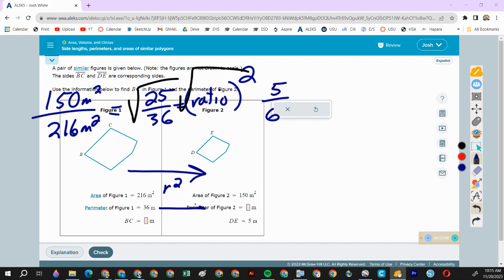So to go from here to here, I multiply by 5 over 6. And to go from here to here, I multiply by 5 over 6. So the perimeter of figure 2 is 36 times 5 over 6, which is 30. And then to go in this direction, it's going to be 6 over 5. So 5 times 6 over 5 is just 6. There you go. Do you need to see another one of those? No? You guys good? Okay.